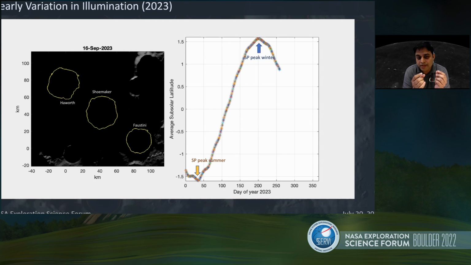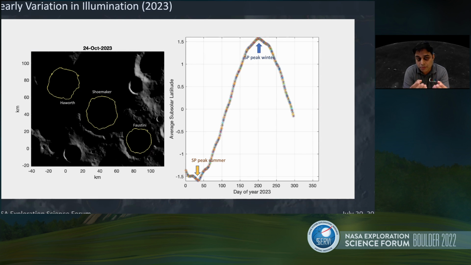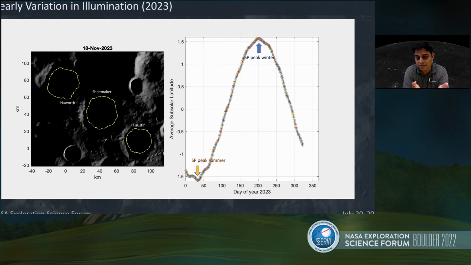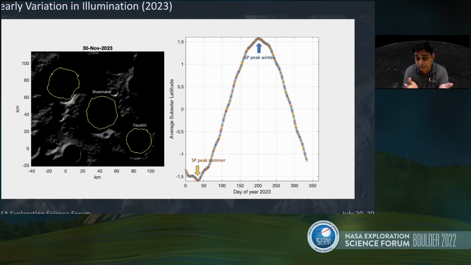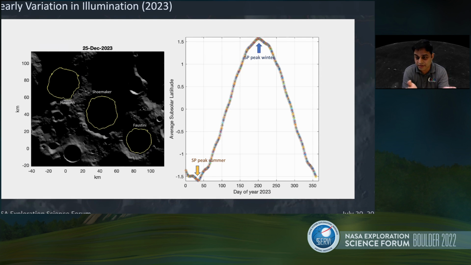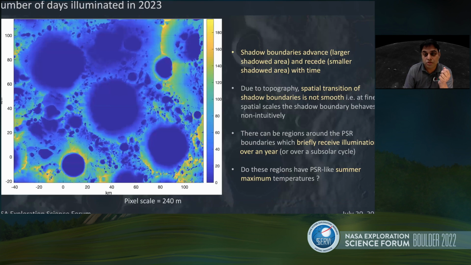What's important to note here is that while it goes through all these different phases of illumination, because of the topography, there will be spatial positions which will not receive illumination pretty much the whole year, but maybe just one particular day or a few hours of the day, right? And that's where it gets really more interesting. So this is a picture showing the number of days illuminated for the next year.